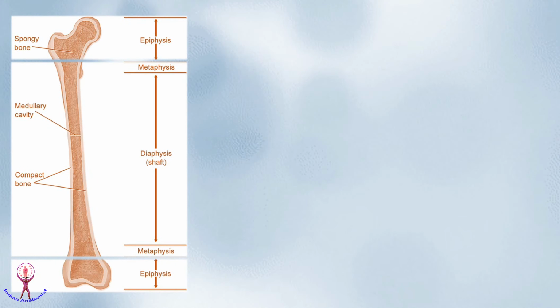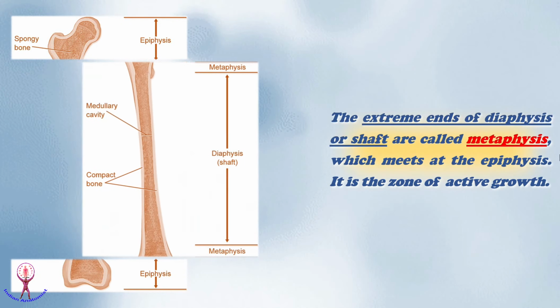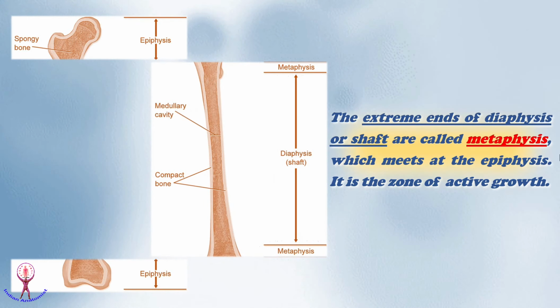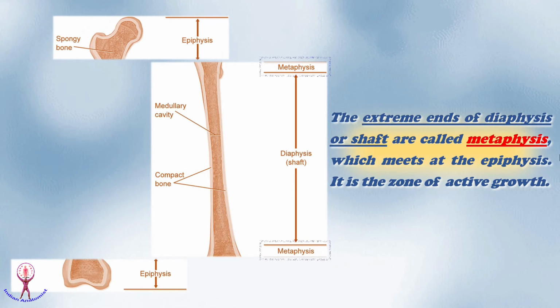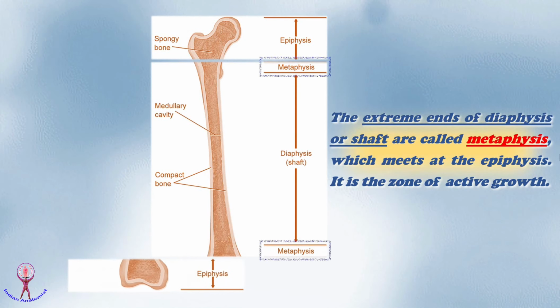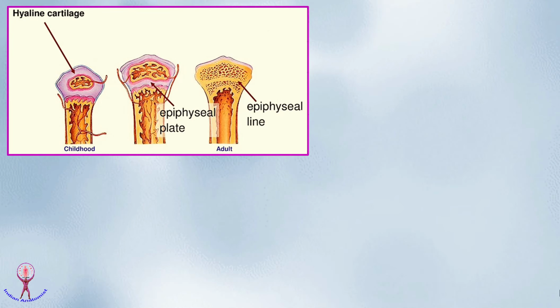Now, what is metaphysis? The extreme ends of diaphysis, or shaft, are called metaphysis, which meets at the epiphysis. It is the zone of active growth. What is epiphyseal plate?